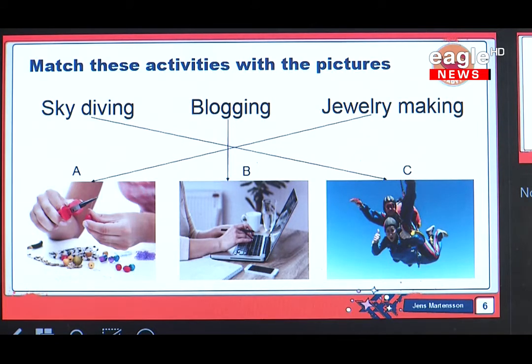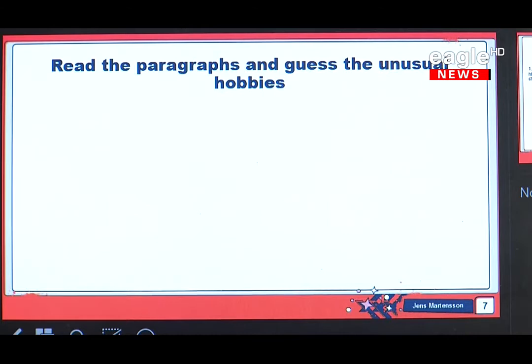Now you will look at exercise 22. You should read these paragraphs and choose unusual hobbies. Now I will show you 2 paragraphs, and you should read these paragraphs and guess the unusual hobbies.